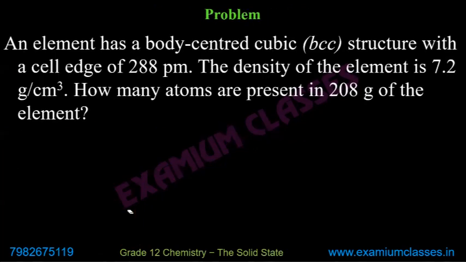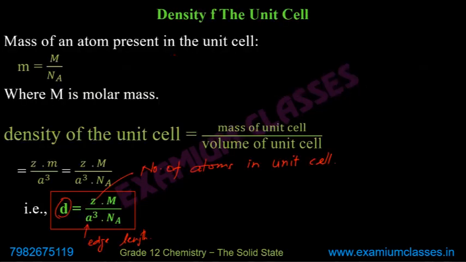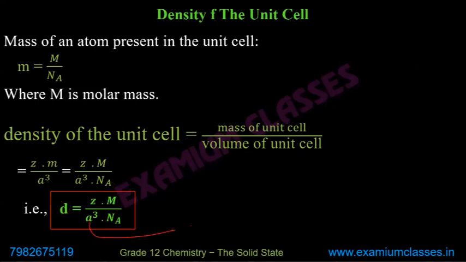Now the question. An element has a body-centered cubic BCC structure with cell edge equal to 288 picometer. Now, one more thing. It is given in picometer. In this formula, you need to understand the edge length is in centimeter. So this is something you need to remember. It is in centimeter.